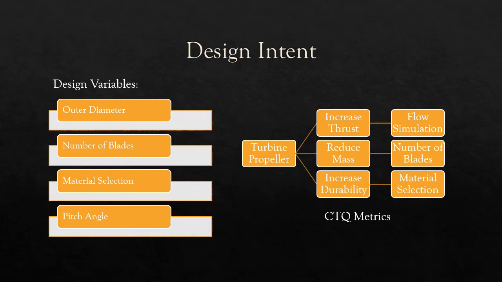Now we're going to get into more of our design intent. So the design considered different variables, including the size of the outer diameter, the number of blades, material selection, and pitch angle. These parameters were determined to have a major impact on the performance of the propellers. The main goal for this project was to produce a great amount of thrust by ensuring efficiency. To the right, you can see a CTQ tree. This was done to visualize customer needs into performance requirements. These requirements were highly considered when designing the propellers.